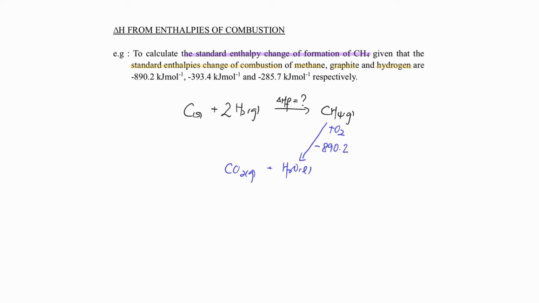Next, we have the standard enthalpy change of combustion for graphite. Graphite is carbon. If we burn carbon with excess oxygen, we will get carbon dioxide as the product, and this involves 1 mole of carbon. Therefore, the enthalpy change involved here is negative 393.4.